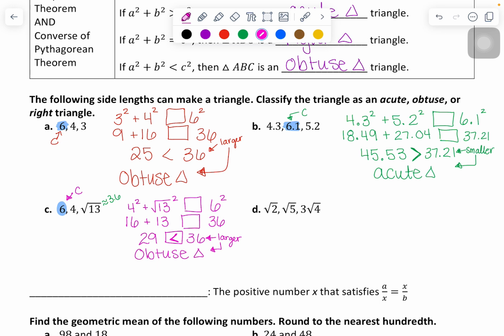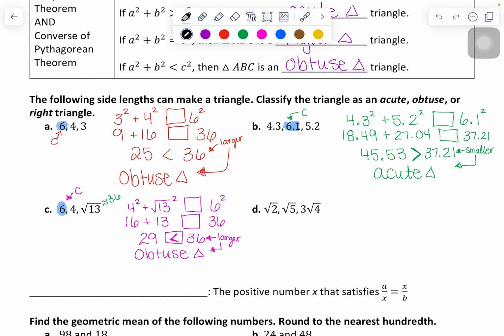Now, final problem. It looks awfully darn ugly, and I know it looks ugly, but the process is the same. Start by finding the biggest side. I've got square root of 2, square root of 5, and 3 square roots of 4. Now, if this 3 weren't here, and I'm just doing this to show you something, the biggest one would be the square root of 5. But that 3 throws things for a loop.